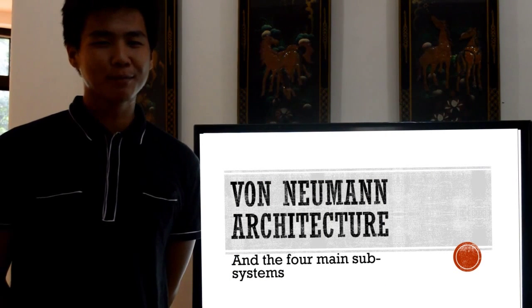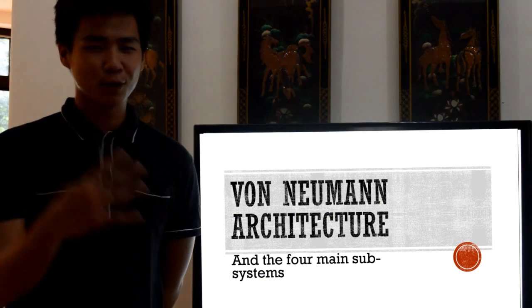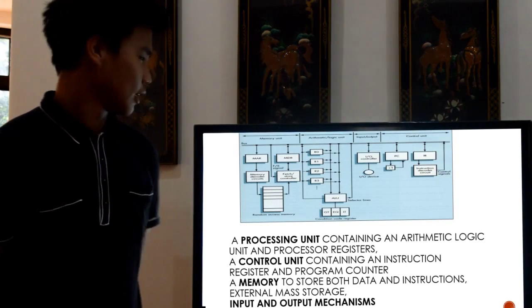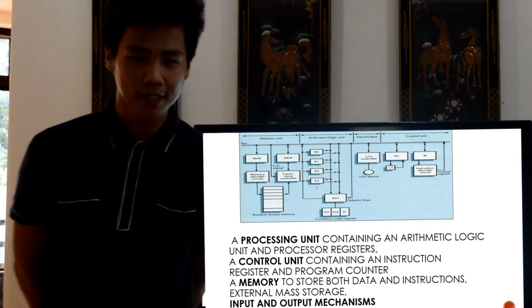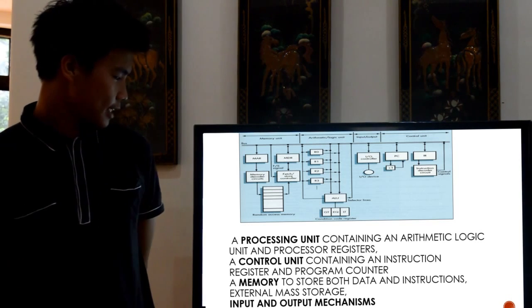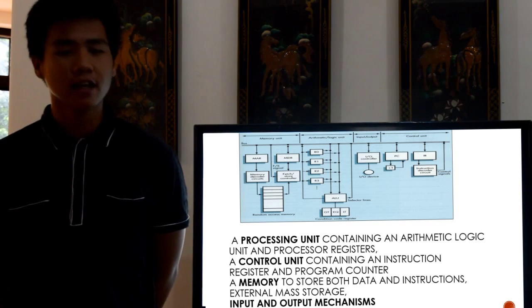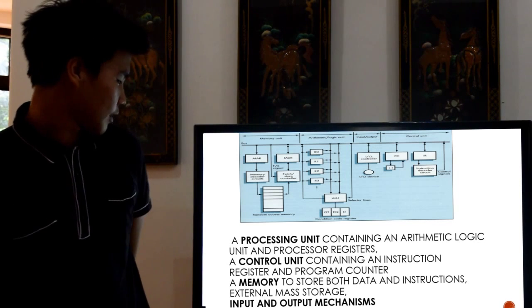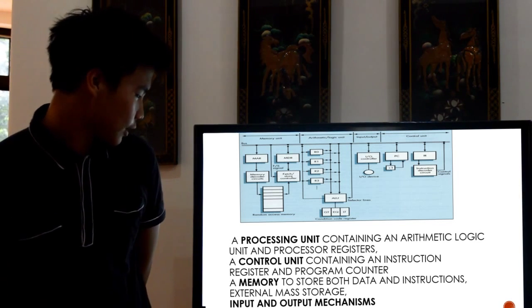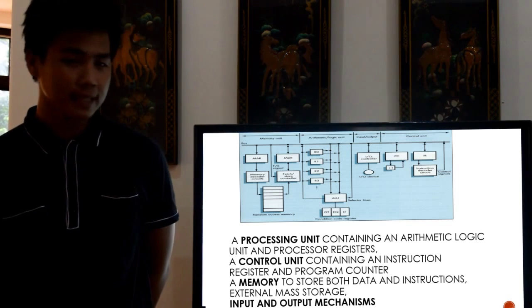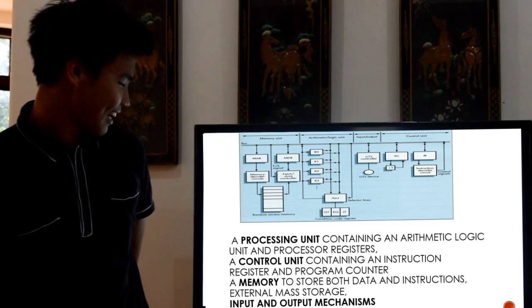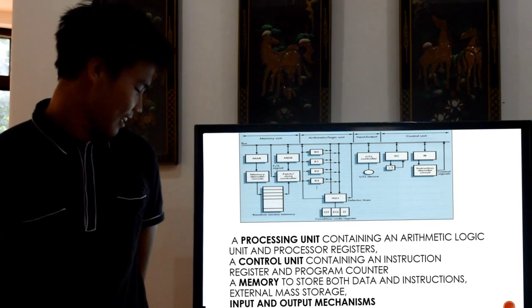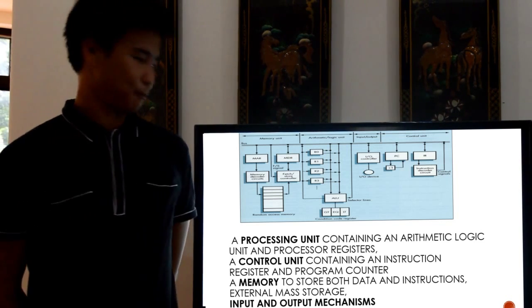Today, we're going to talk about the von Neumann architecture and the 4 main subsystems. The von Neumann architecture was made by John von Neumann in 1945. It consists of a processing unit containing an ALU and a PR. It also has a control unit containing an IR and a PC. Also a memory to store both data and instructions, external mass storage, and an input and output mechanism.